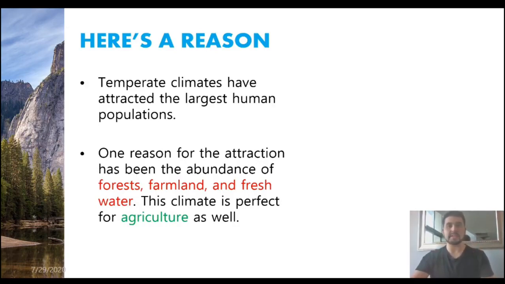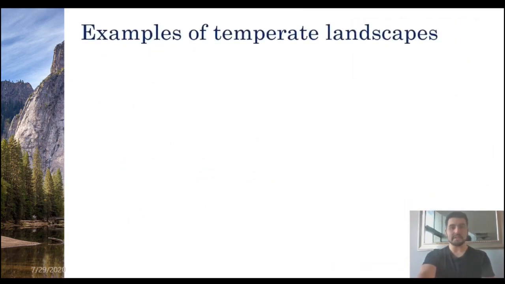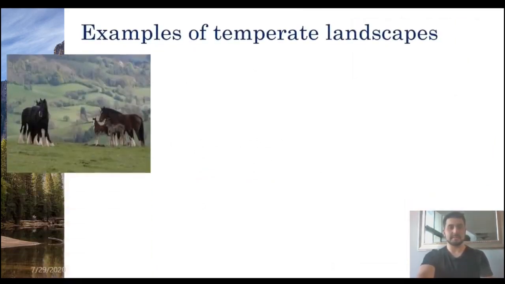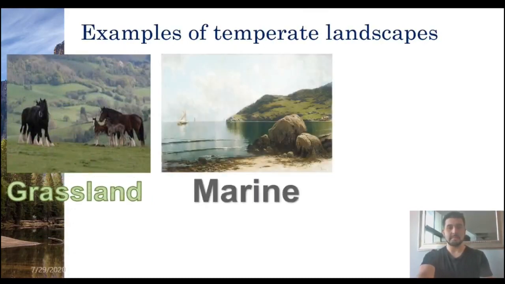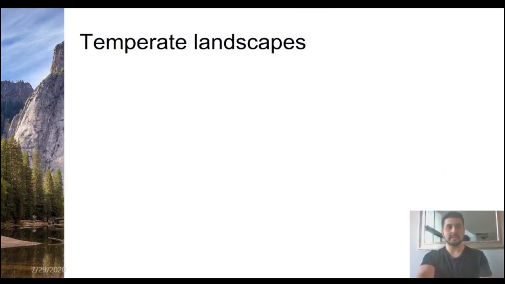And there we can see the four seasons. Do you remember the four seasons? Yes? Summer, autumn, winter, and spring. In the temperate zone, we have the four seasons. Examples of temperate landscapes: grassland, marine, and Mediterranean. This is my favorite, Mediterranean.